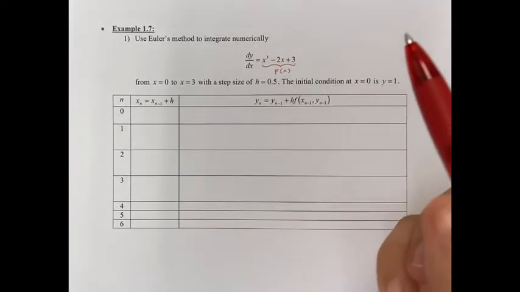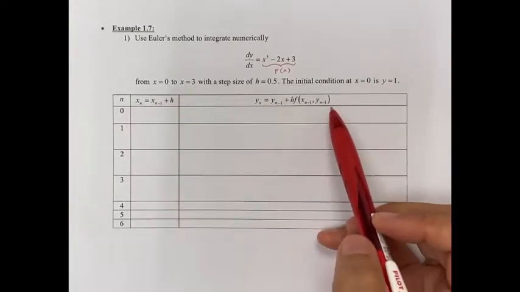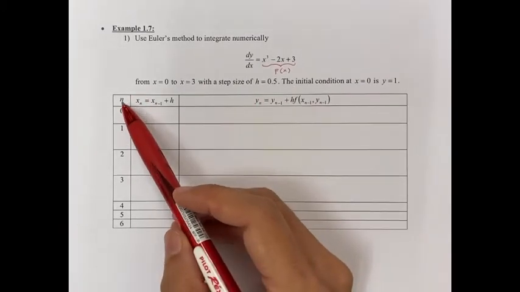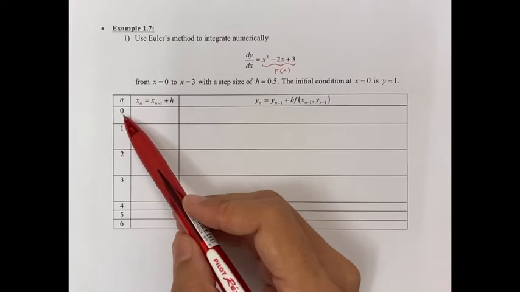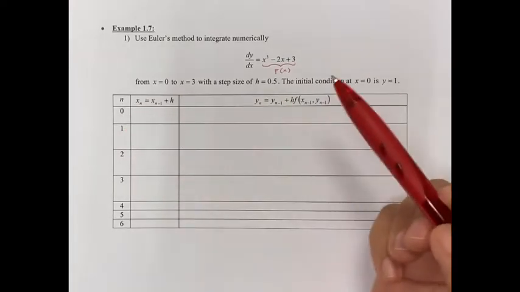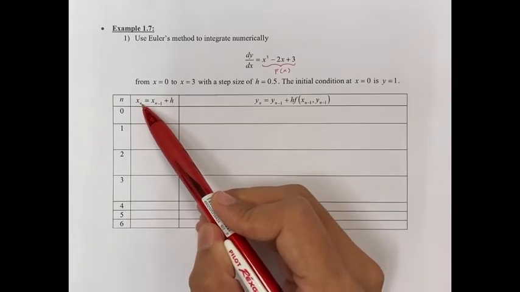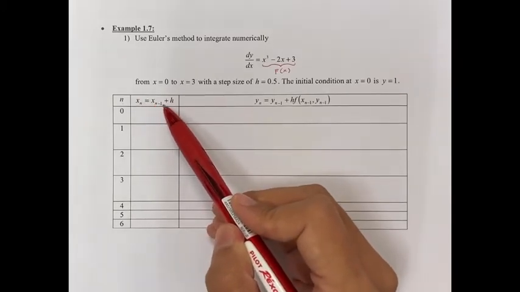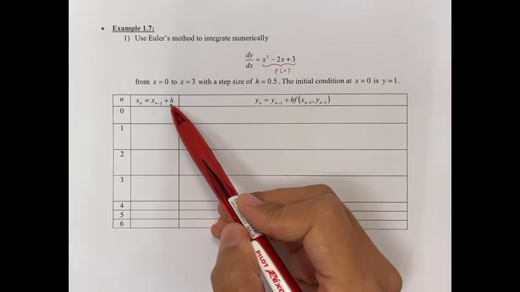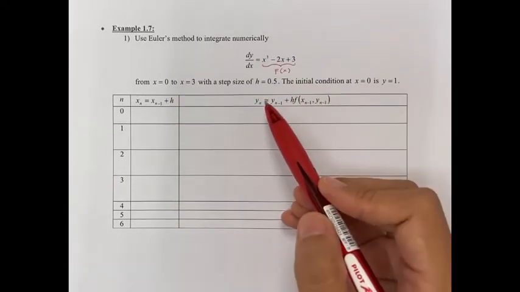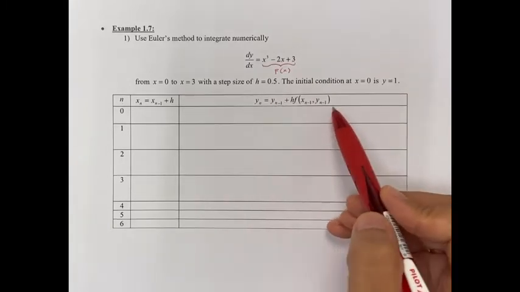For Euler's method, you need a table with three columns. The first column is n, the number of iterations. We start with iteration 0. Then you need to have your x, so xn is basically equal to xn minus 1 plus h, the step size. And this is the formula for Euler's method, yn equal to this term.